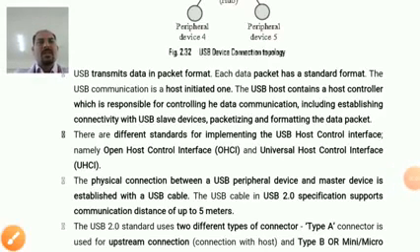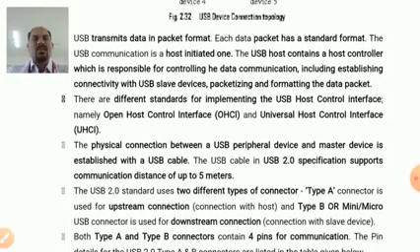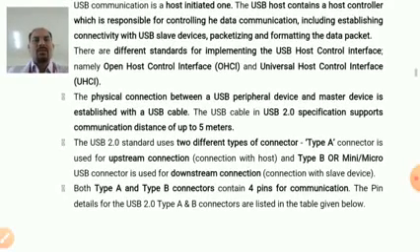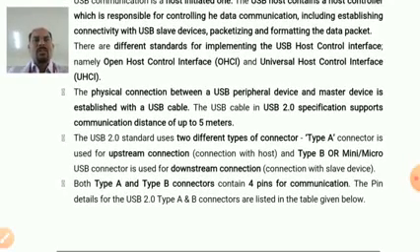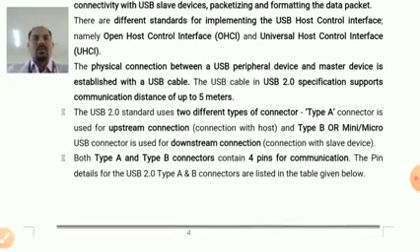The USB host contains a host controller which is responsible for controlling data communication, including establishing connectivity with the USB slave devices, packetizing and formatting the data packet. There are different standards for implementing the USB. They are Open Host Control Interface and Universal Host Control Interface. There is a physical connection between a USB peripheral device and a master device that is established with the USB cable. Again, there are versions of USB.